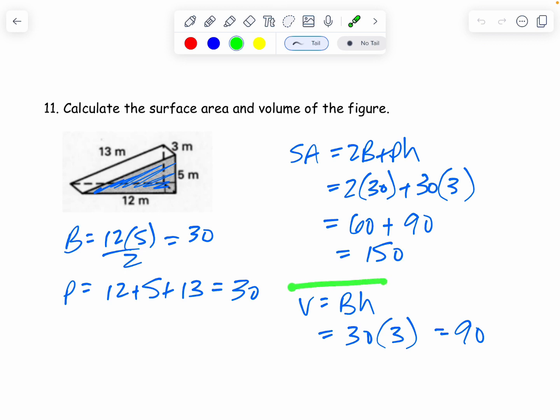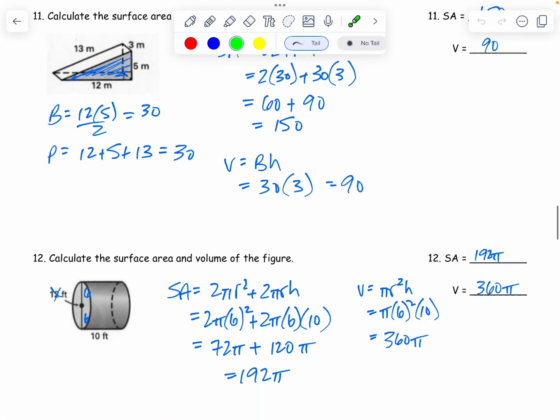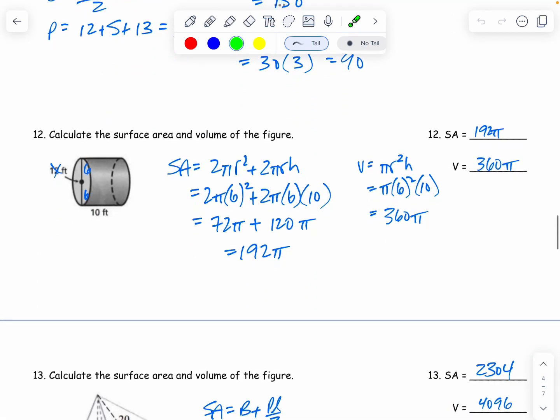Once you do the volume, that easy part is the only thing that's left. We've already calculated the big B. It's right here. It's still a triangle, and we still plug in 30. The height we already found, it was 3, so I'm still using the 3, the thickness of the pizza or the piece of cheese, and that's why we get 90 for that.